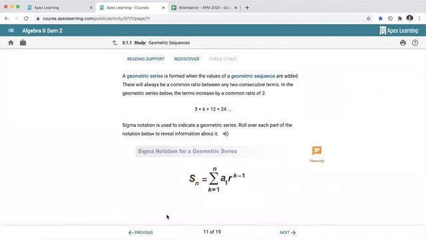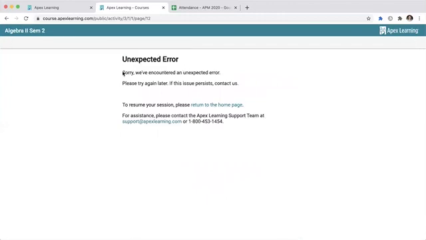So how we read this is the sum of our series from k equals 1 to n, from our first term to our nth term, using this relationship of a1, our first term, multiplied by our ratio to the power of our term minus 1.